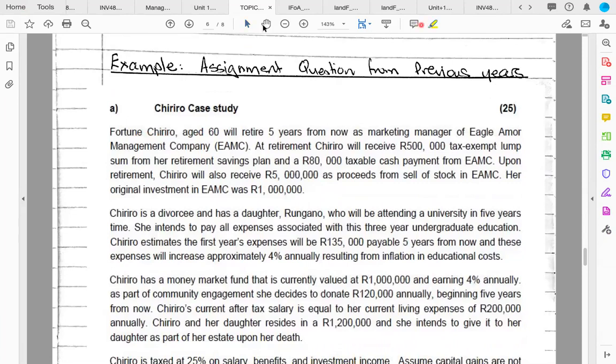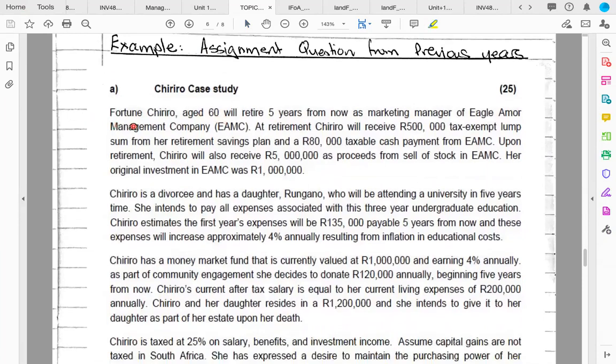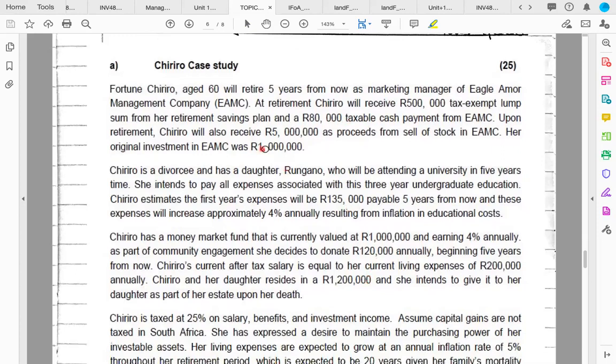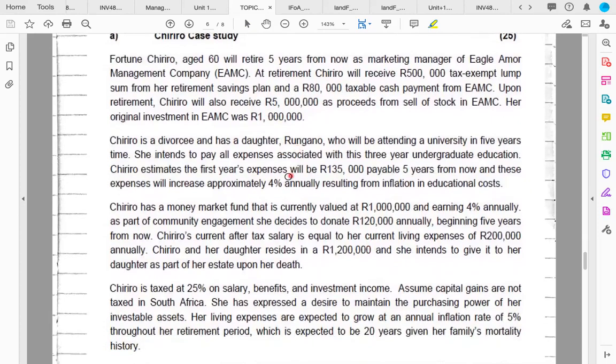So I'm just going to go through this, just highlighting the important concepts. Fortune Chiriro, age 60, will retire in 5 years from now as a marketing manager of Ego Armor management company. At retirement, she will receive a 500,000 tax-exempt lump sum from a retirement savings plan and an 80,000 rand taxable cash payment from EAMC. Upon her retirement, she will also receive 5 million as proceeds from the sale of shares in EAMC. Her original investment in EAMC was 1 million.